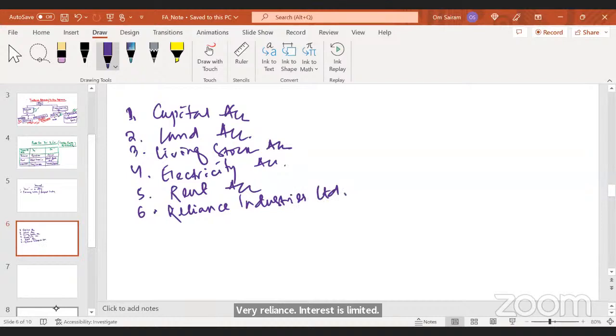Please classify these accounts according to these three: personal, real, and nominal. Please tell me. Sir, can you please show the previous slide of golden rules of accounting? Definitely. Please see.